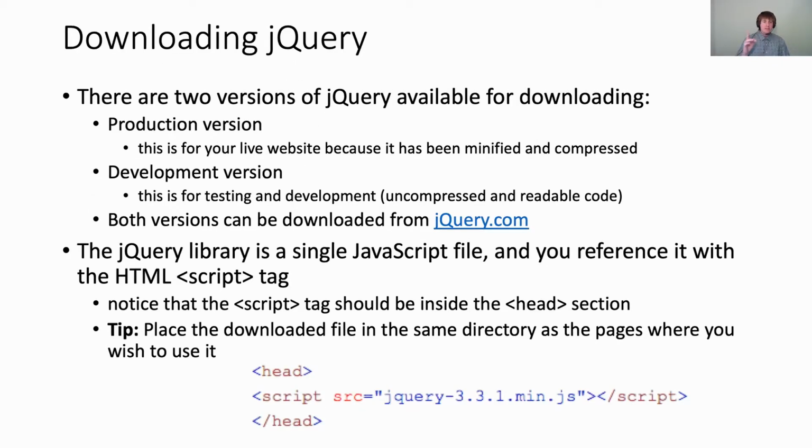If I download jQuery, there are two versions of jQuery available for downloading. There's actually more, but there are two versions that are the most popular. We have the production version and the development version. The production version is for your live website because it has been minified and compressed. Every space that's in the file has been removed. Every variable that is a long string has been changed to a single character. Let's say I have a long string, now it's been changed to X and Y.